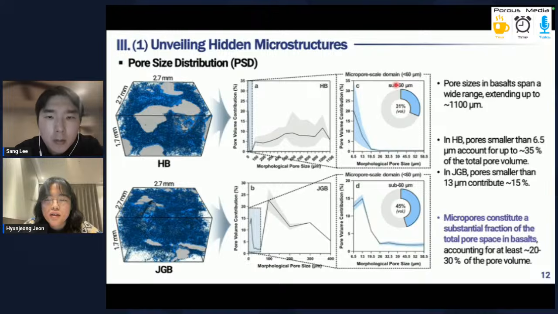And in the heavily shady basalt, these micropores account for an average of 31% of the total pore volume, while in the Jeju basalt, they contribute a substantial 45%. And these findings clearly demonstrate that micropores are not just minor features. They constitute a substantial fraction of total pore space in basalt, confirming that the micropore network is a critical structural property that cannot be overlooked when evaluating mineralization.